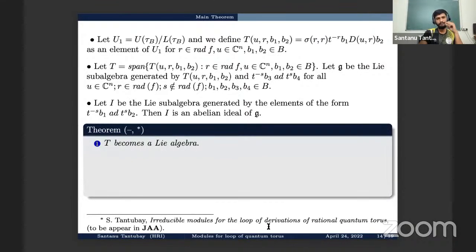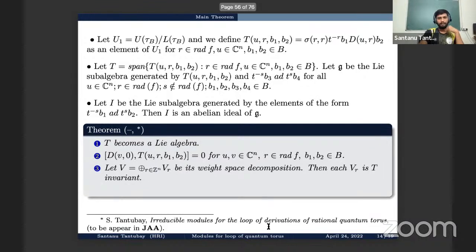And we have the following theorem. This theorem says that T becomes a Lie algebra and the Lie bracket of d(v,0) and T(u,r,B1,B2) is 0 for any u and v in C^n, r in Z^n, and B1, B2 in B. And if we have a weight space decomposition of V, that is, the direct sum over r in Z^n of V_r, then each weight space is T invariant, and we can prove that each weight space is T irreducible.